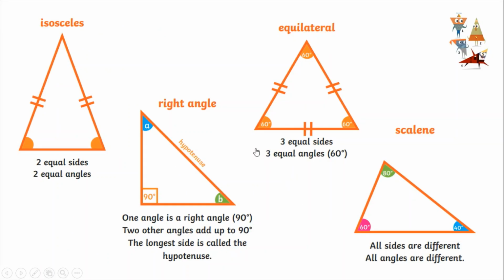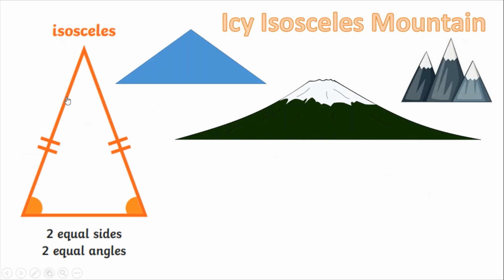Okay, we're going to go on to isosceles next. Isosceles, that's a very funny name. So we've done equilateral, where everything is equal, and now we're going to do isosceles. So an isosceles triangle has two equal sides and two equal angles. So remember, an equilateral triangle has three equal sides and three equal angles, but this has two.